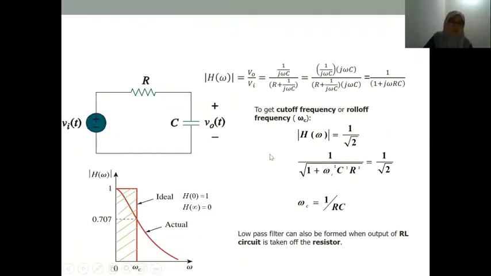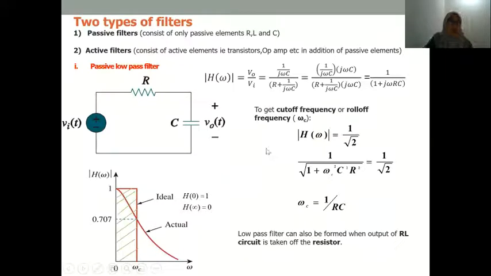All right. We have two types of filters. The passive filters consist of only passive R, L, and C. The active filters consist of active elements such as transistor, op-amp, etc., in addition to passive elements. Now the passive low pass filter: we can design the passive one from the RC series circuit.